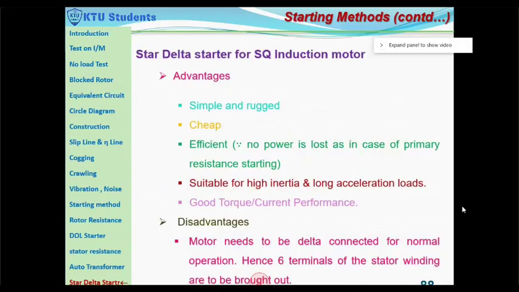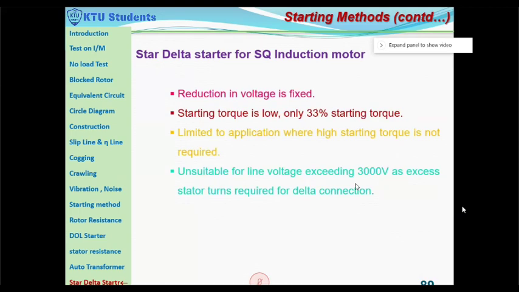So the advantages of the squirrel cage induction motor with a star delta starter are simple and rugged construction, cheap and efficient, suitable for high inertia and long acceleration loads, and good torque by current performance. And the disadvantages are the motor needs to be delta connected, meaning in normal operation 6 terminals of the stator winding are to be brought out. The reduction in voltage is fixed, and the starting torque is low, only 33% of the starting torque. It is limited in applications where high starting torque is not required, and suitable for line voltage exceeding 3000 volt.